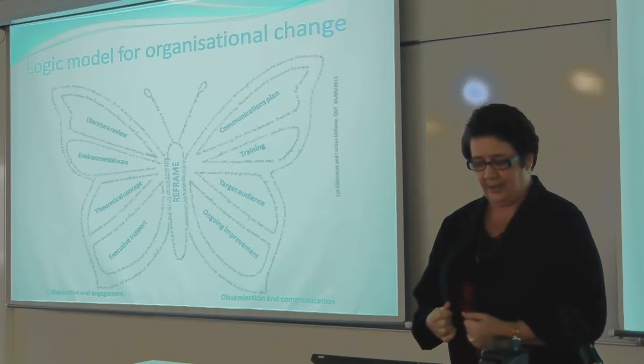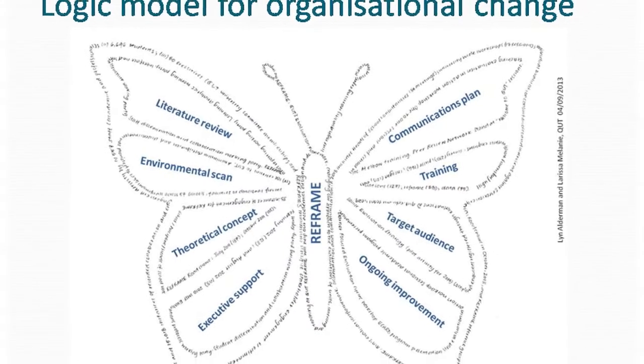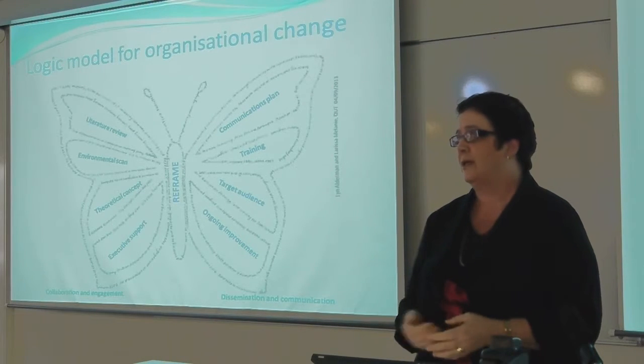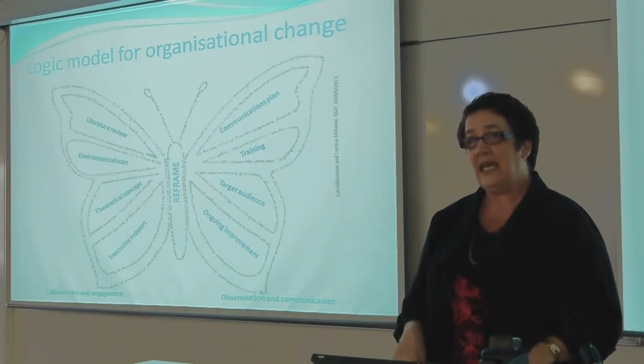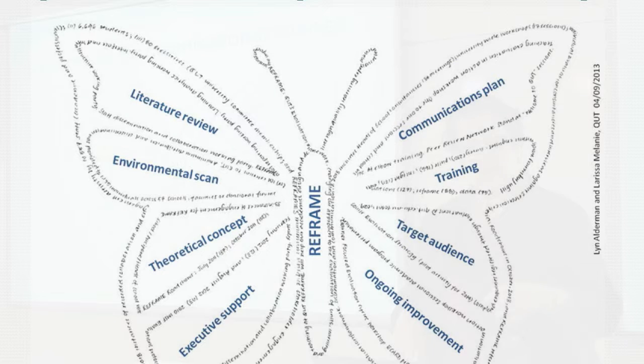And I know people use journeys. The reason we've got a butterfly is that often people just do the middle thing, which is they build the product, which is the reframe. They build the reframe in the middle. You can often just go in, build the system, which is what we did last time, and then just disseminate it and everybody's going to get on board. But what you're doing here is you're starting on the left-hand side and you're actually going about your stakeholder engagement. On the left-hand side, it's collaboration and engagement.